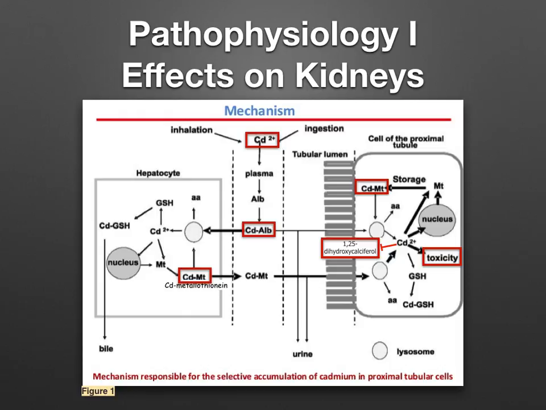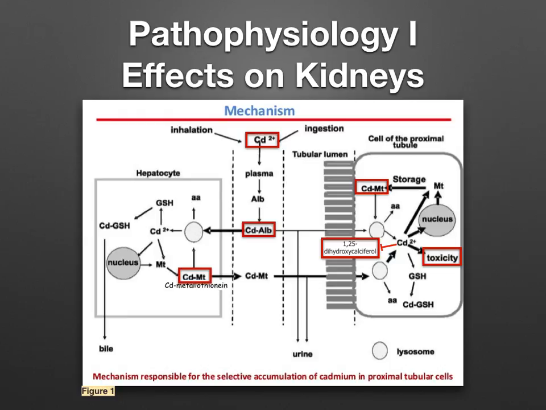I'm going to talk about the pathophysiology behind cadmium and the effects on the body. I'm going to start out with the effects on the kidney. Proteins like ferritin, transferrin, albumin, and hemoglobin are involved in cadmium transport and excretion. Now here's the problem. Hemoglobin is being broken down by the spleen because it's bound to cadmium. This would result in hemolytic anemia.